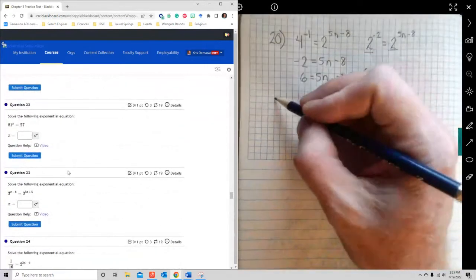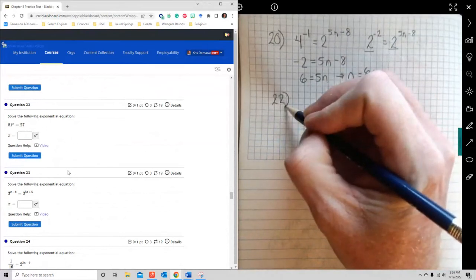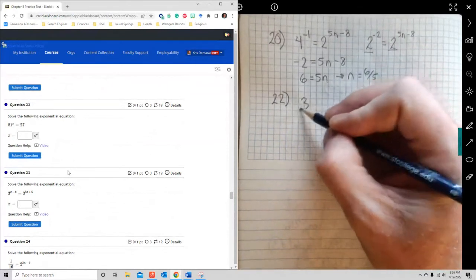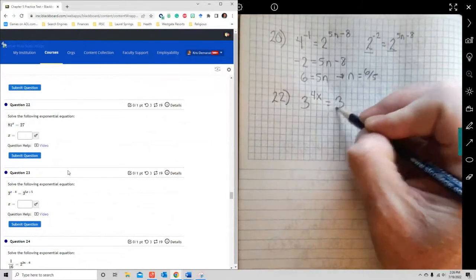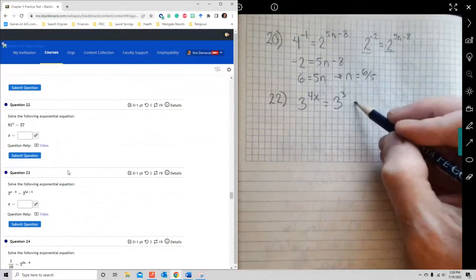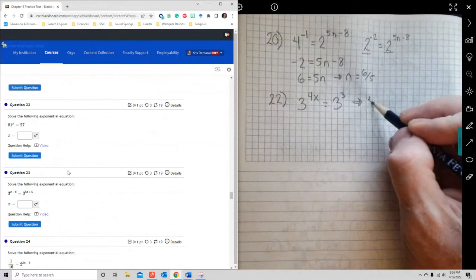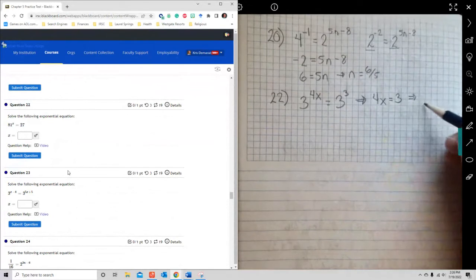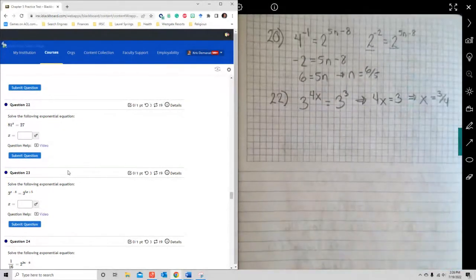Now we can do the same thing with this one. All right. For 22. I know that 81 is 3 to the 4th power. And I know 27 is 3 to the 3rd power. And because of that, we could simply just set the exponential powers equal to each other. And then, now that we have that, x is equal to 3/4. All right. And then that's our answer.